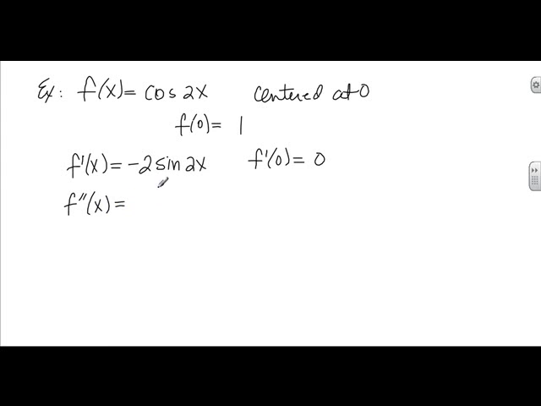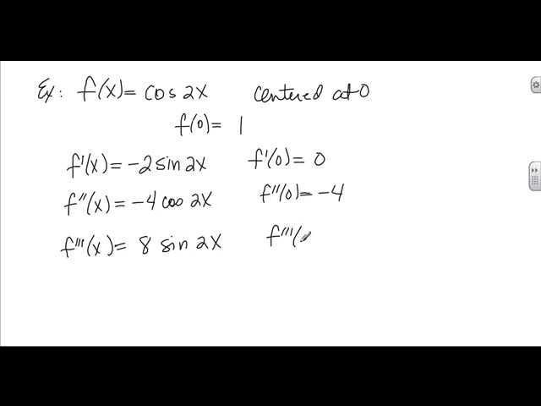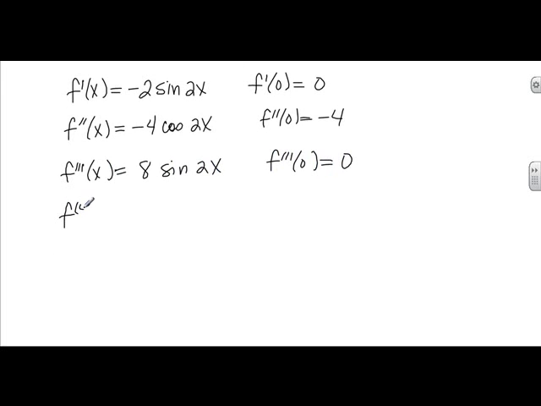Second derivative, negative 4 cosine of 2x. Evaluate that at 0, and you've got negative 4. Third derivative will be 8 times the sine of 2x. Evaluated at 0 would be 0, so that one's not going to count. Going to have to keep going. The fourth derivative would be 16 times the cosine of 2x. That derivative then evaluated at 0 is 16.